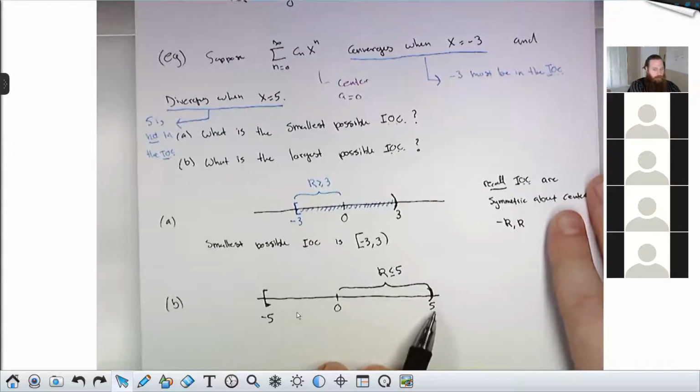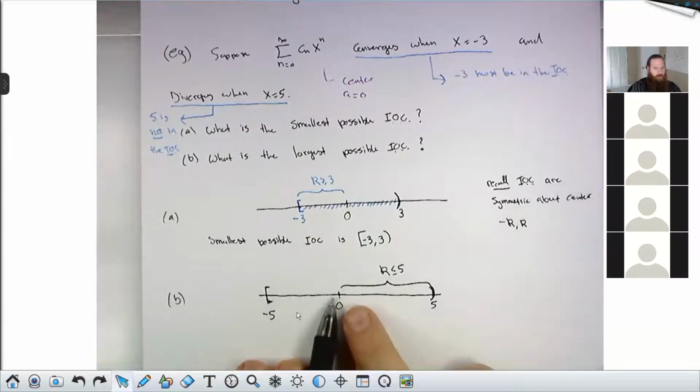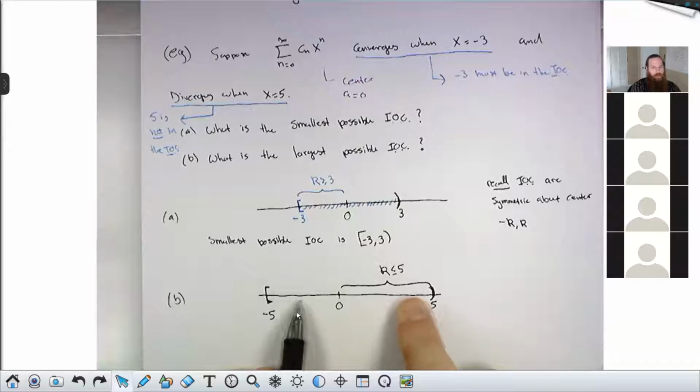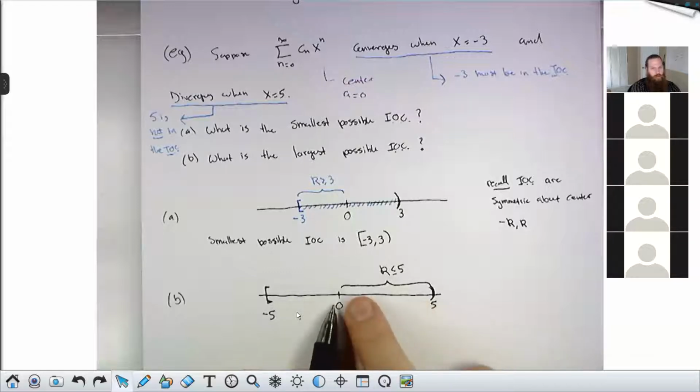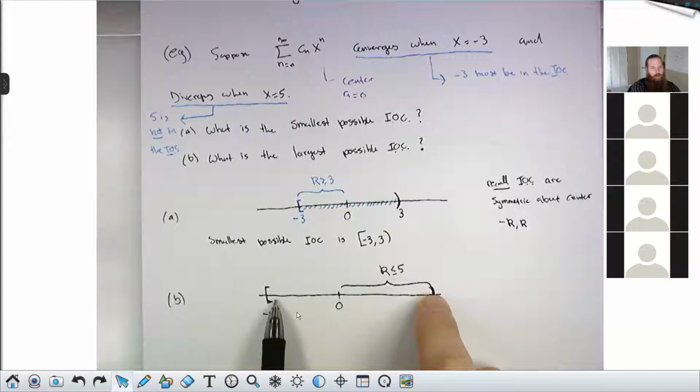If the series diverges when we plug in x equals 5, that means 5 can't be in the IOC. But I want to grow this IOC as much as I possibly can, keeping it symmetric about 0, but not including 5. How do I do that? I grow it all the way out here, and then I just say, okay, this endpoint is not included. And again, since I'm trying to maximize the IOC, I'm asking what's the biggest it can be. I can include this one, but I can't include this one.